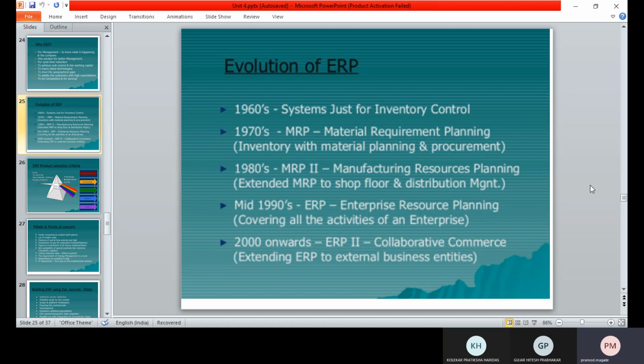Write this down: evolution of ERP. Just write down this.